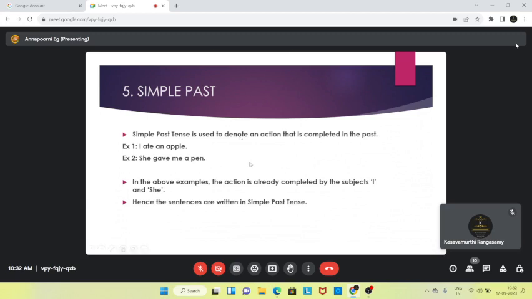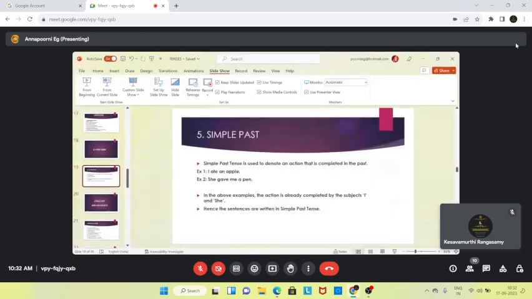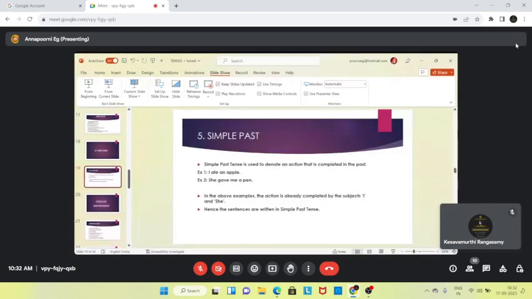So simple past tense is a tense used to show that an action is fully done in the past. For example, if I say I ate an apple, that is completely done. There was an apple, I saw it, I took it and I ate it. That's it. The action is over, so nothing is there to discuss about it in the present. So simple past tense is used to denote such actions that are fully done in the past.